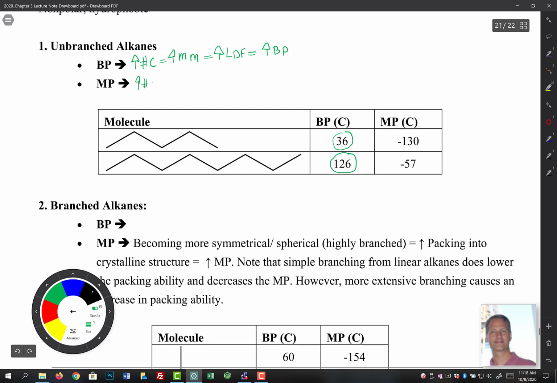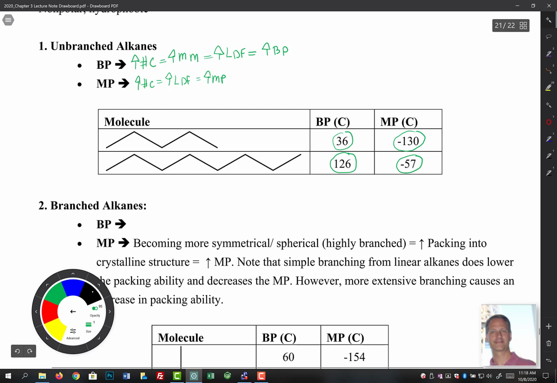Increase in the number of carbons increases our LDFs, and it increases the melting points. They pack better, right? Because they can sit on top of each other a little bit easier, right? And also they have stronger LDFs, right? So again, going from negative 130 up to negative 57, right? That's a larger number, even though they're both negative.